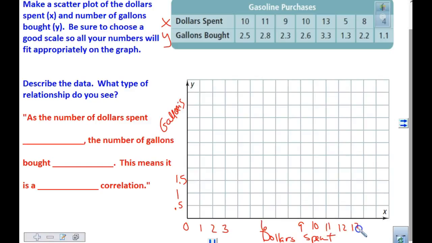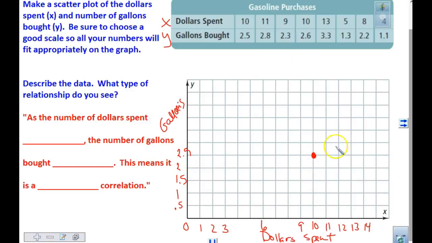So as I'm looking at this, I am going to plot points. I'm not connecting them with the line. So $10 spent, I go to 10. I am going to be at 2.5. So here's 2, here's 2.5. So at 10, I put a point at 2.5.